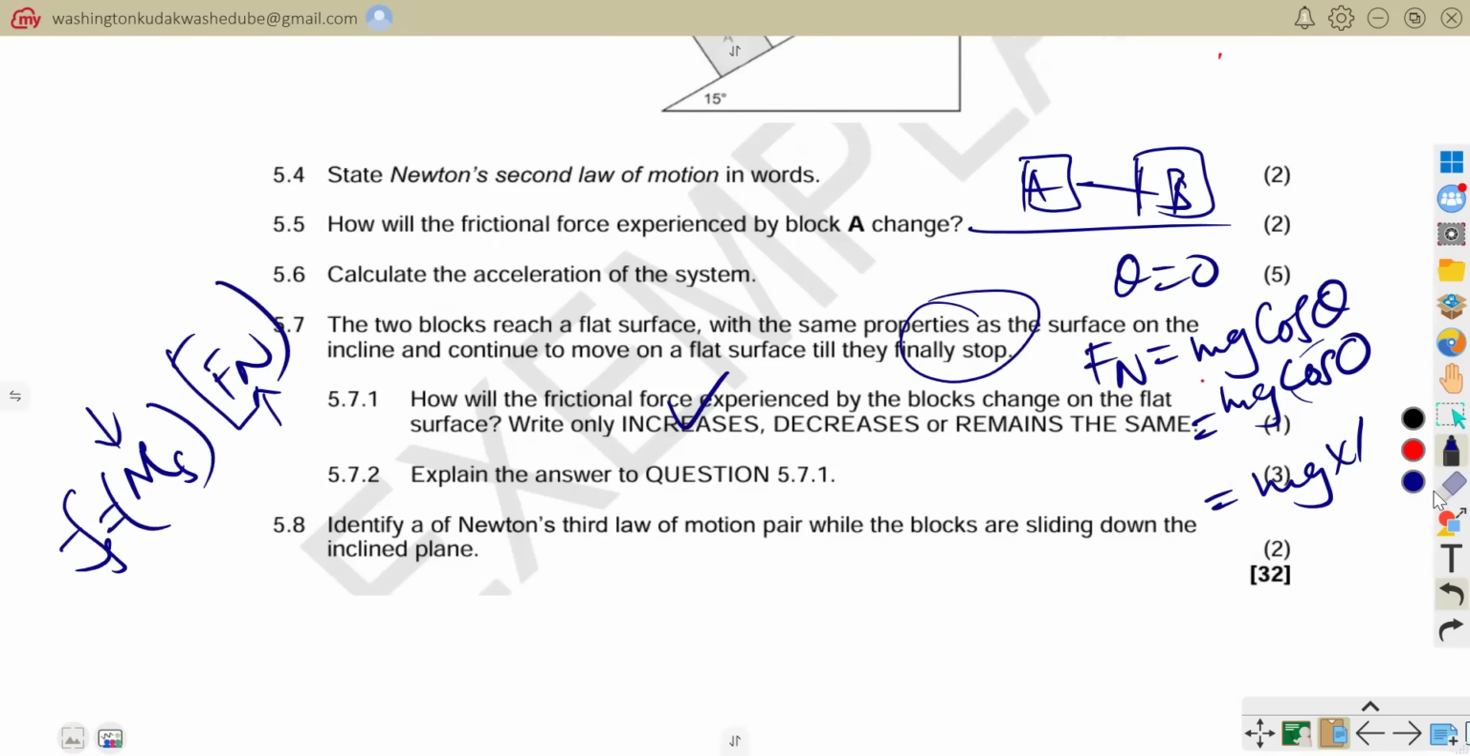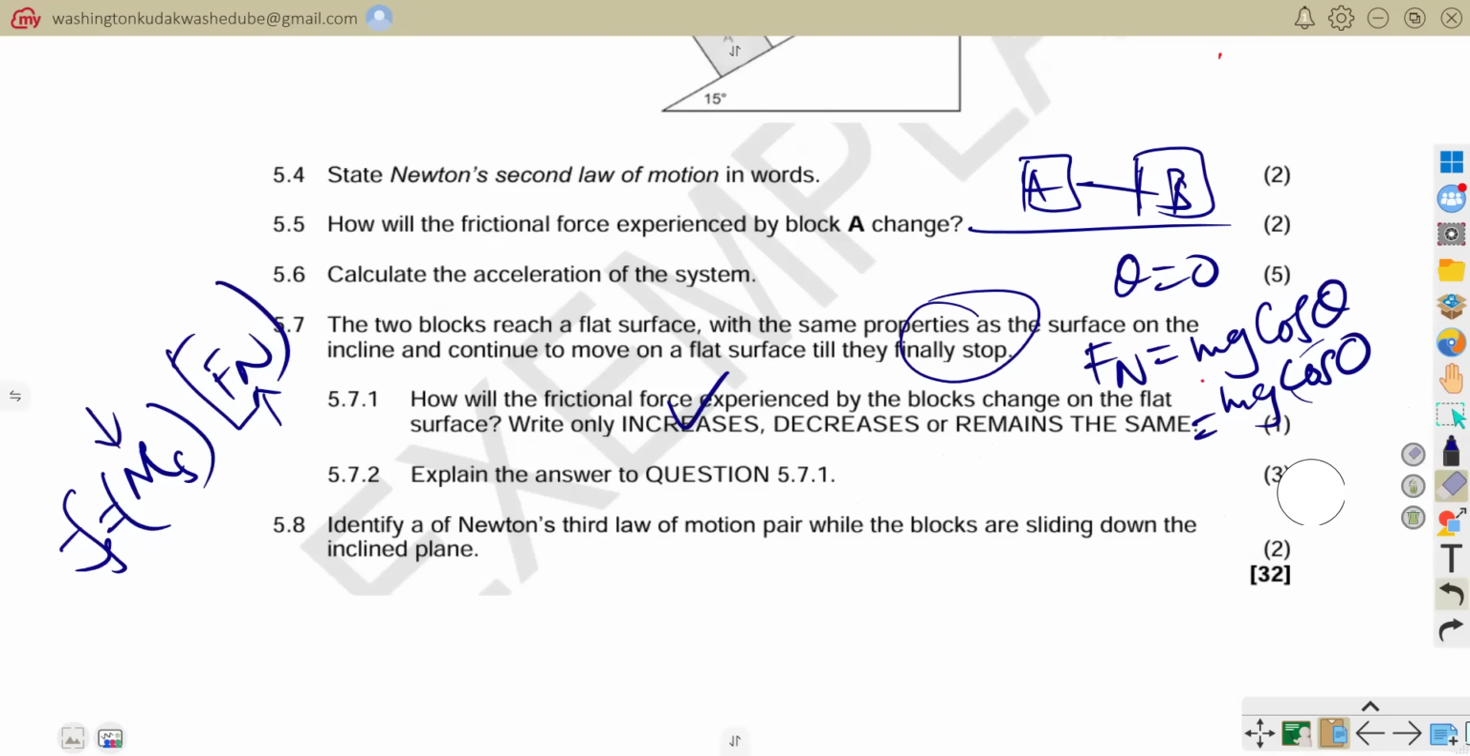So here you're just supposed to say the frictional force will increase. Why? The explanation is that the normal force will increase because the slope is decreased to 0, so the angle has decreased to 0. Our cos is maximum at 0, so the normal force will increase. Therefore, our frictional force will increase.